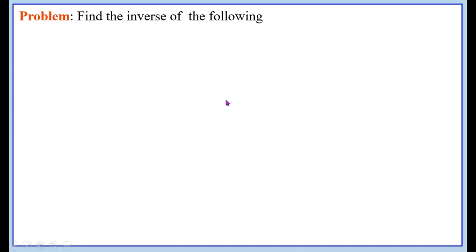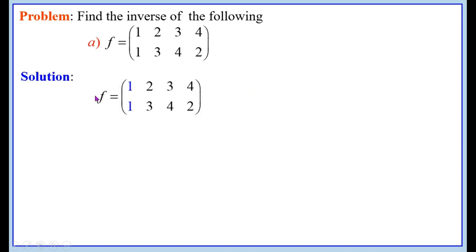Find the inverse of the following. The first one is permutation f equals the first line 1, 2, 3, 4, second line 1, 3, 4. We know how to write the inverse. To write the inverse of any permutation, simply interchange the rows of the given permutation.